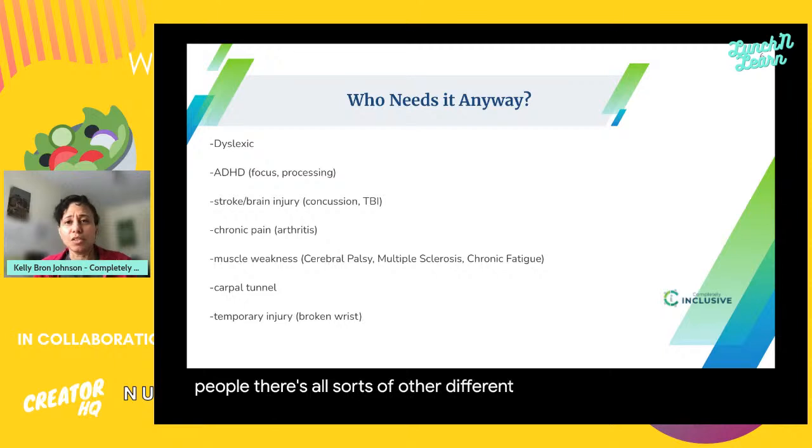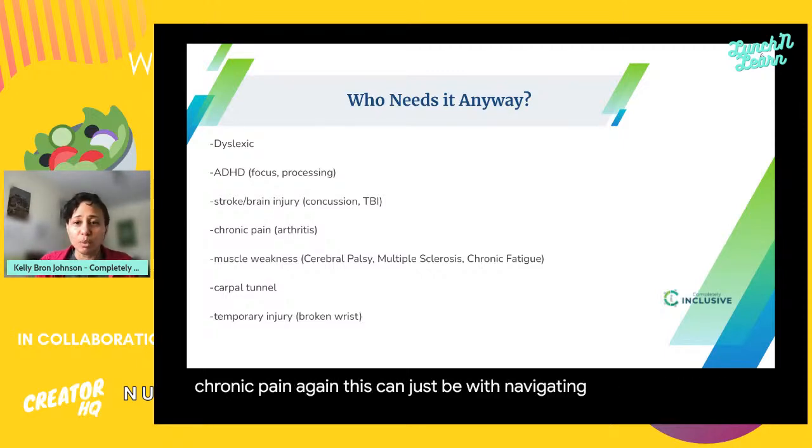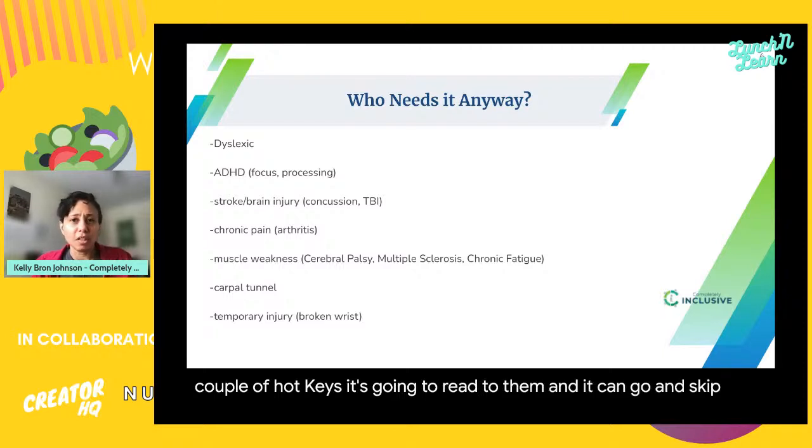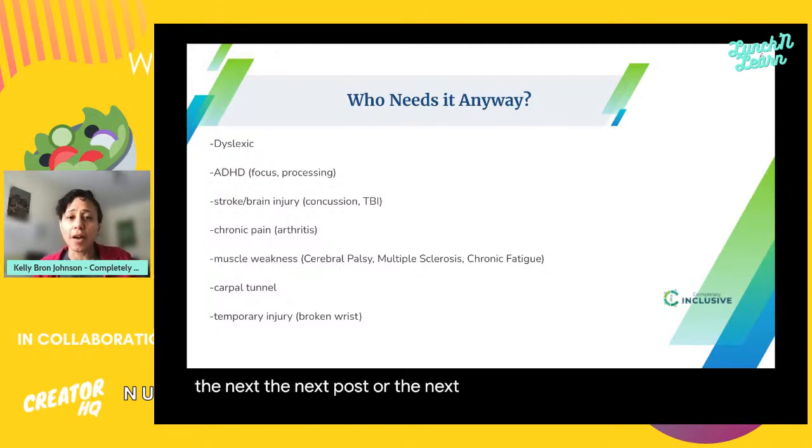There's all sorts of other different issues with why somebody might not want to look directly at a screen and have it read to them. Chronic pain, again, this can just be with navigating the web, not wanting to type or use their fingers a lot. They can just press a couple of hotkeys. It's going to read to them, and it can skip to the next post or the next line without them having to touch a mouse or anything like that, or even just the dexterity that's needed sometimes just to type on your phone. They might just have things automatically reading and moving along to the next image or the next piece of text.